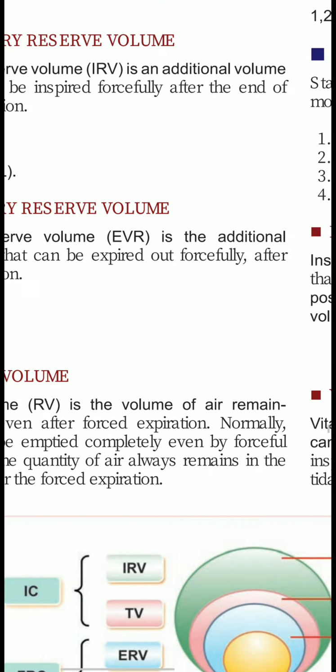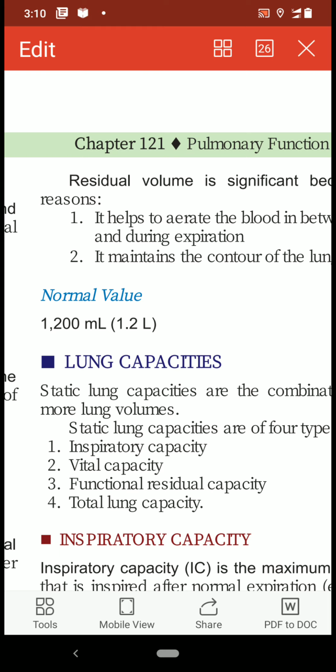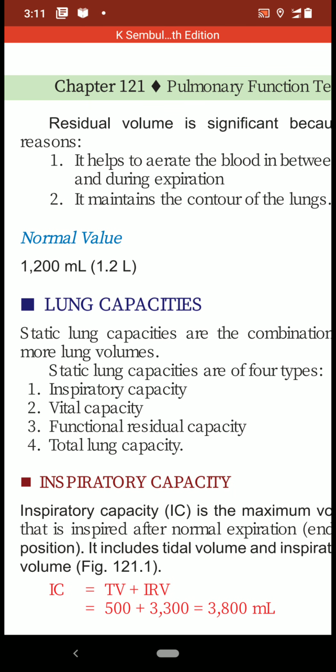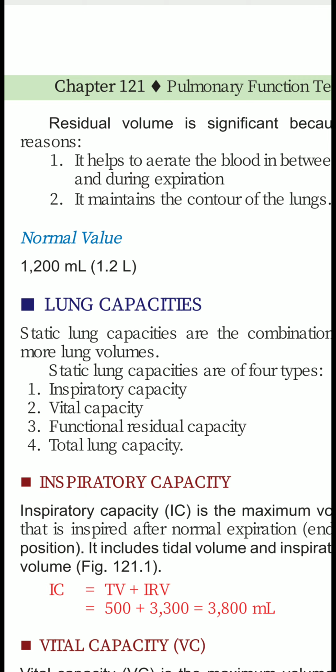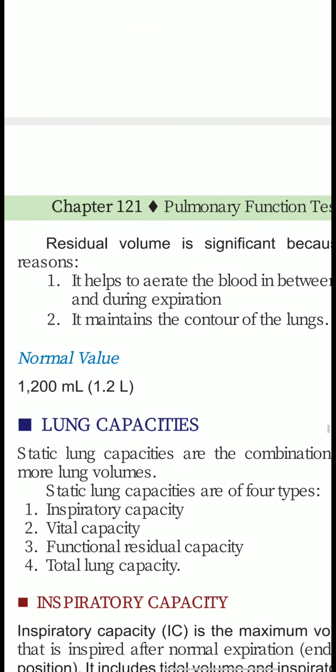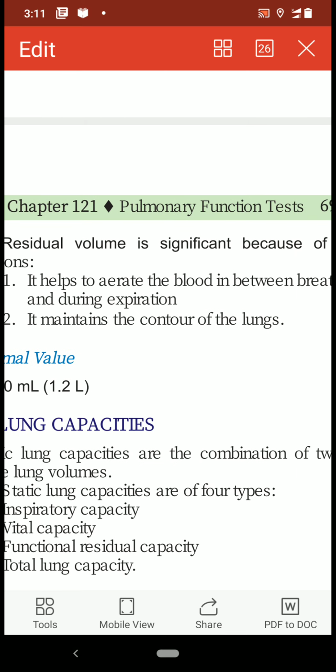Here this residual volume has two significances. First, it helps to aerate the blood in between breathing and during expiration. So this residual volume will maintain the exchange of gases between the alveoli and the blood even when the air is not reaching here during expiration or in between the breathing. The second significance is that it helps to maintain the contour of the lungs. It means it prevents the collapse of the lung. So these are the significances of residual volume.